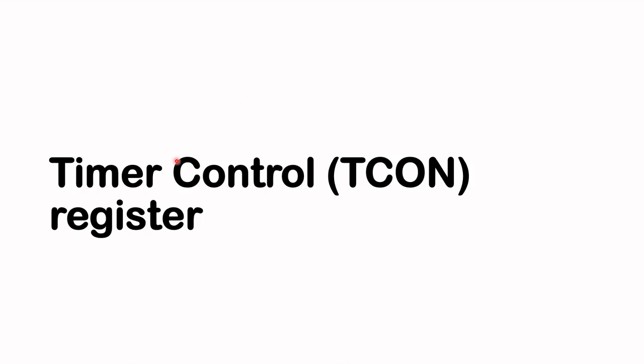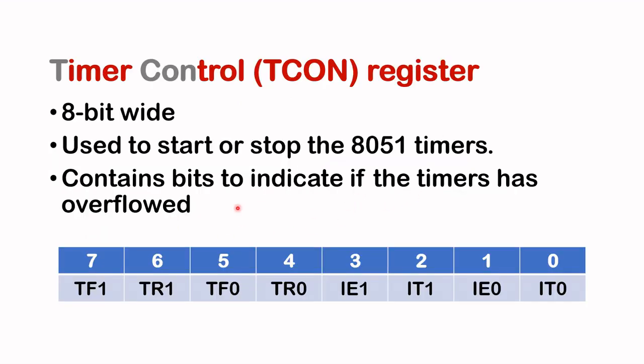Okay, so we'll now take a look at the timer control register, or TCON register. Now, the timer control or TCON register is an 8-bit wide register. So the 8 bits here, and the TCON is used to start or stop the timers. It also contains bits that will indicate if the timers have overflowed.